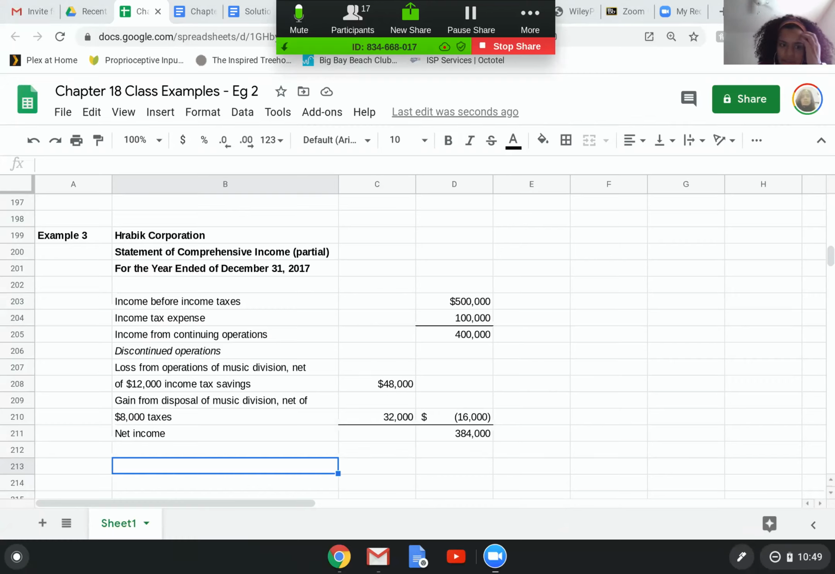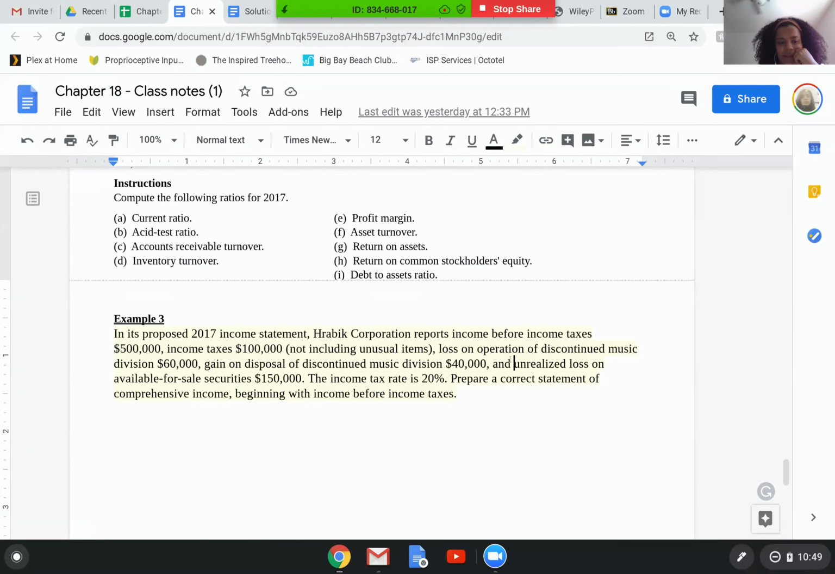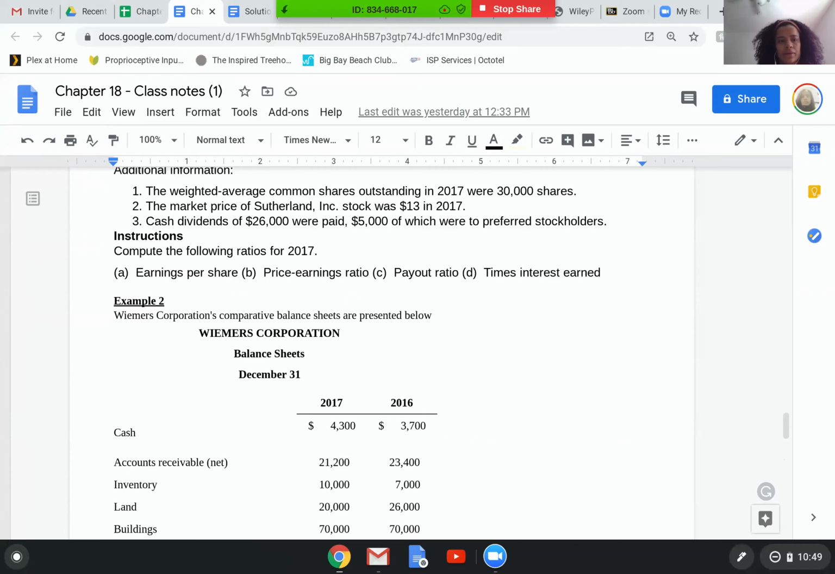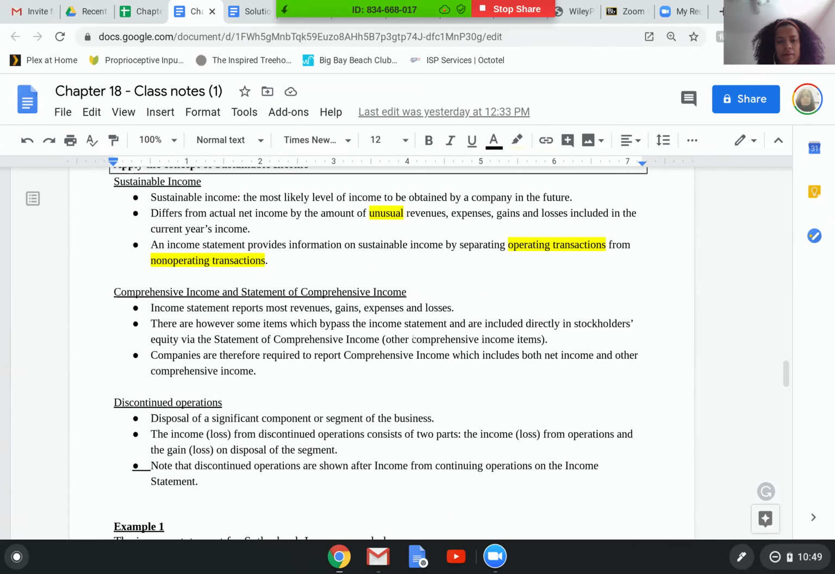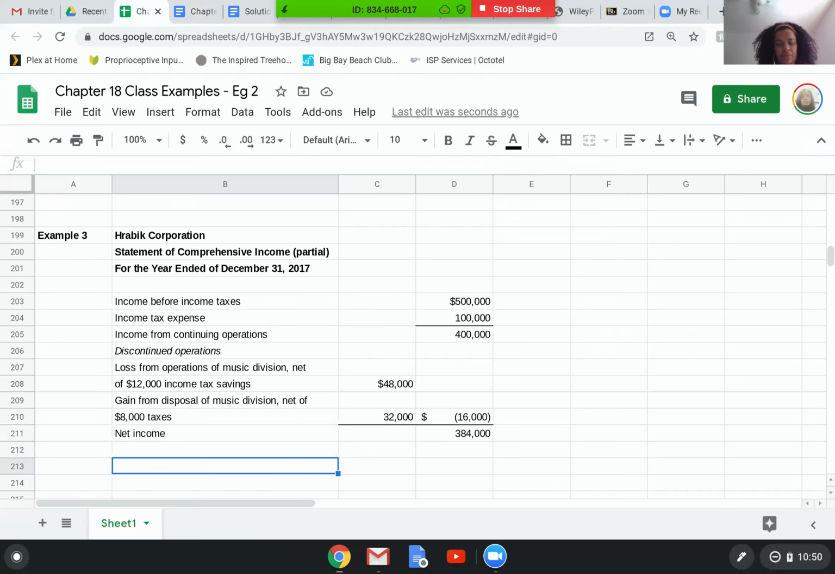Now, after we end on net income, if we look at the question, there's still stuff that we haven't dealt with, specifically the unrealized loss on available for sale securities of 150,000. So this unrealized loss is part of, I'll just show you here in the notes again. Remember we said there are some items called other comprehensive income items. So the way we show this is we are going to write other comprehensive income. This is still part of the same thing.